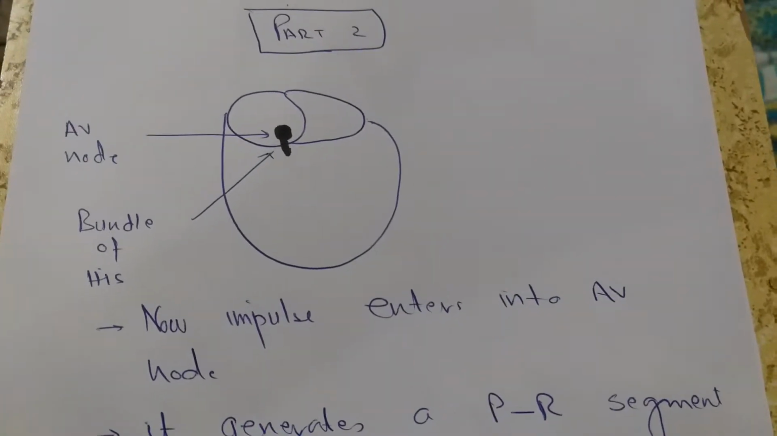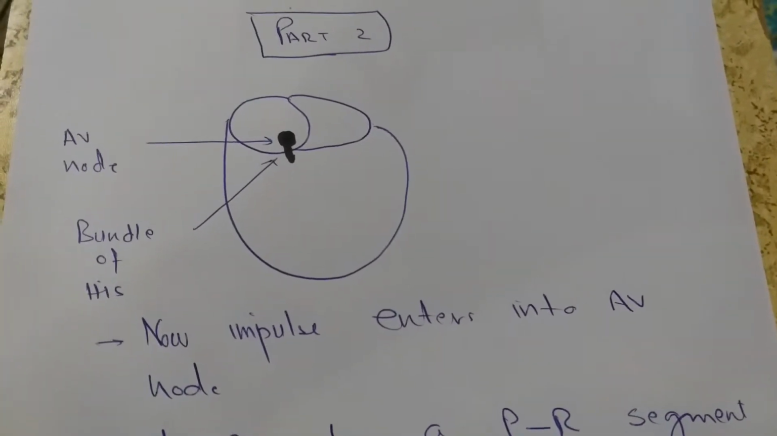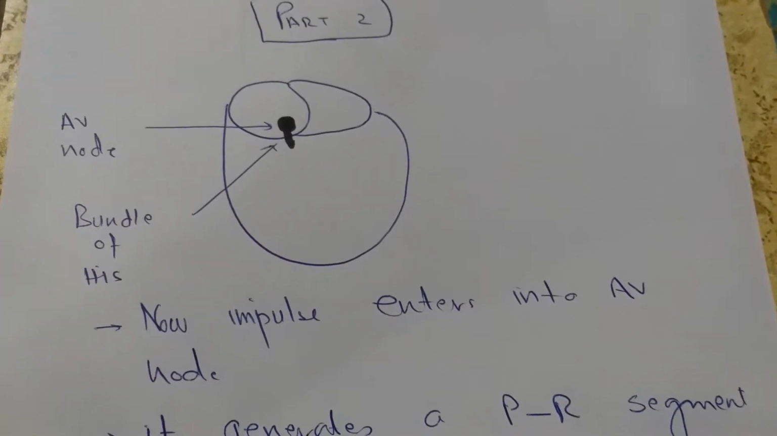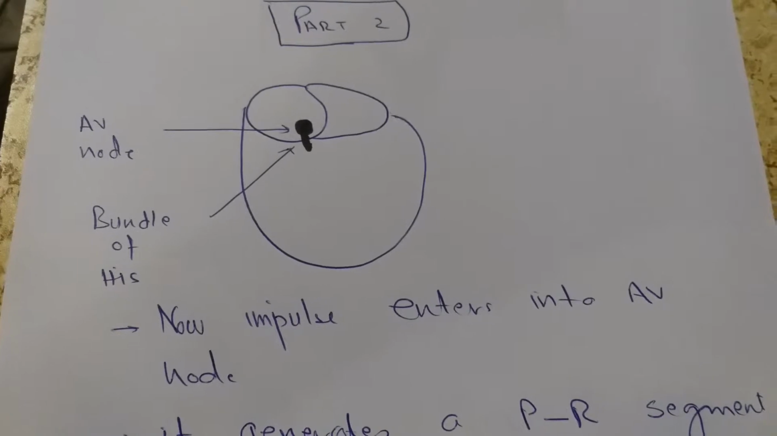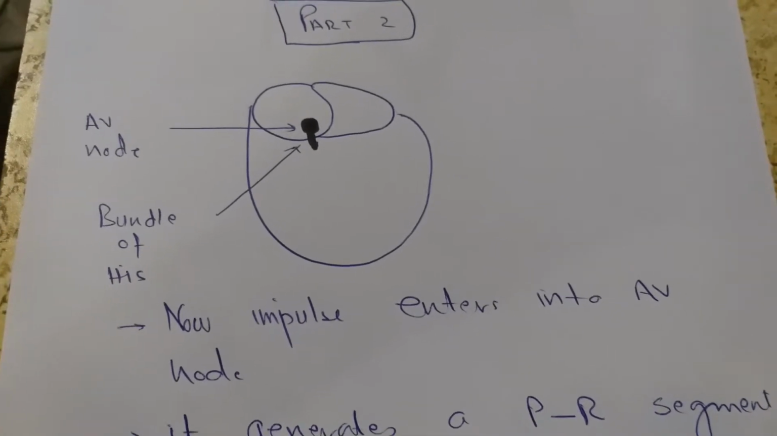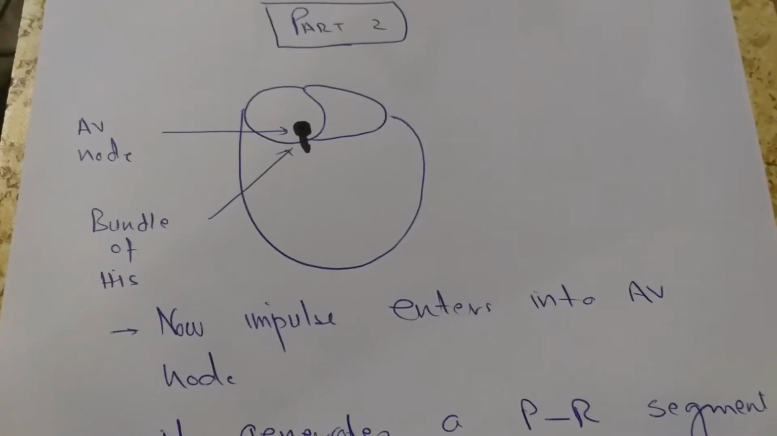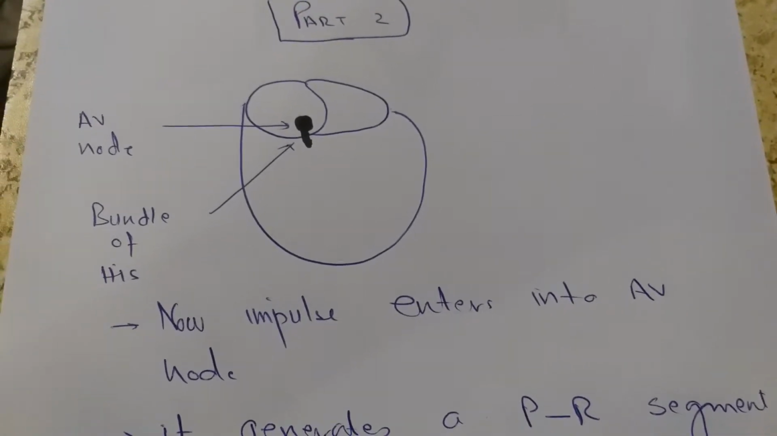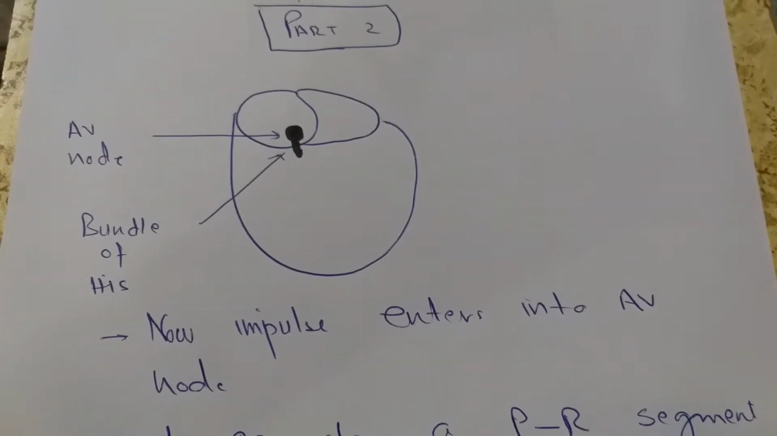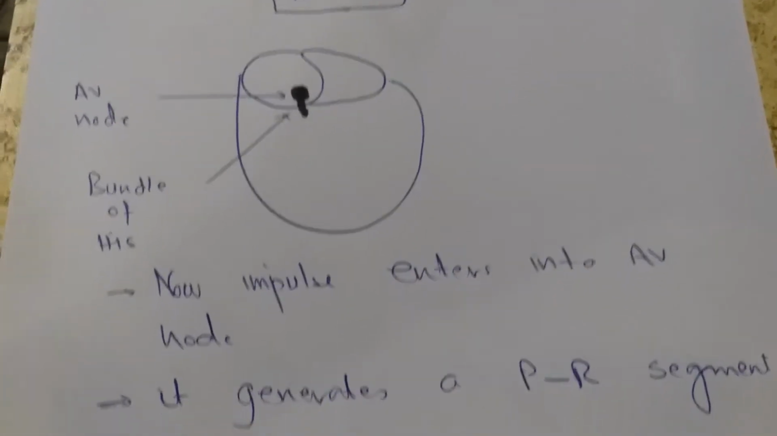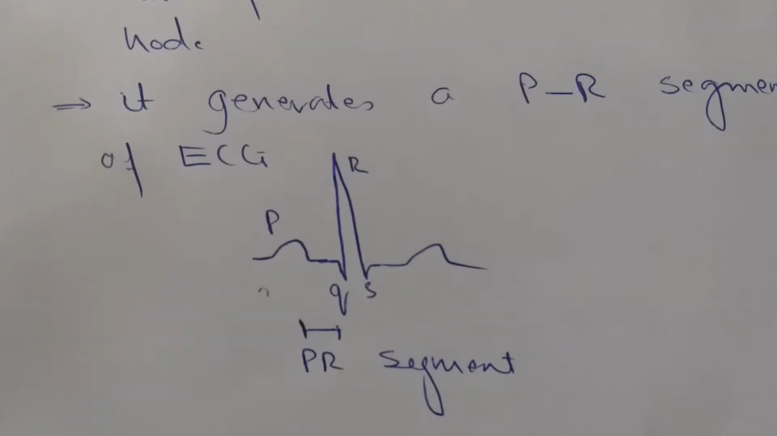In the second part, the impulse from the atrial muscle enters into the AV node, and this entry is actually in order to delay the transmission of the impulse from the atria to the ventricular muscle. This allows filling of the ventricles prior to ventricular depolarization. So, there should be a delay between the atrial and ventricular depolarization. This AV node delay is depicted on the ECG paper as a PR segment.